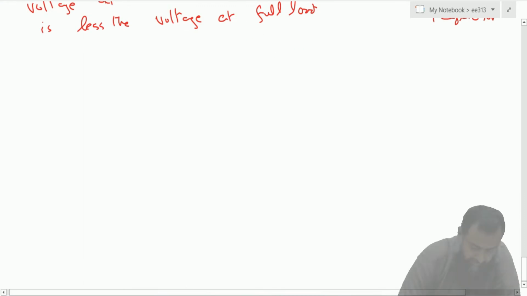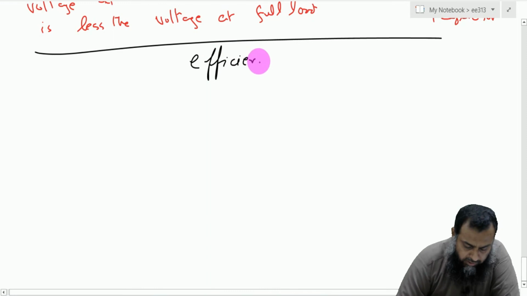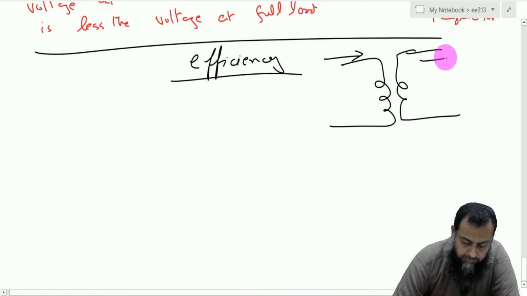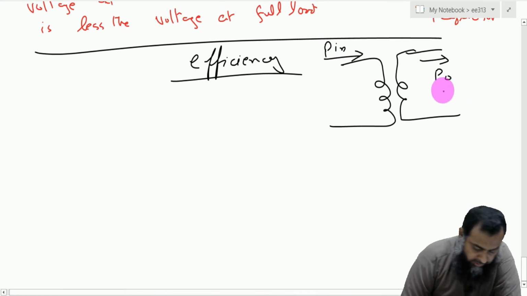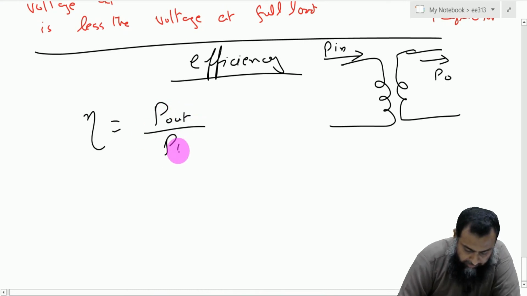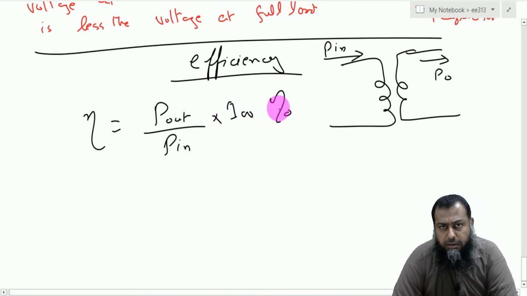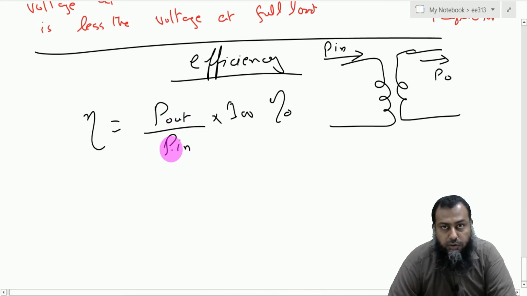Now that we have seen this, let us talk about the efficiency of a given transformer. Efficiency means that if we apply some power from the input side, how much of this power is actually received on the secondary side. So efficiency is equal to the output power divided by the input power multiplied by 100%. Ideally it should be a 100% system, so that we have P output equal to P input. So this efficiency is equal to 100%.